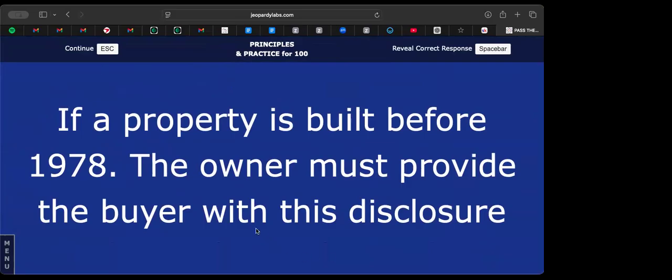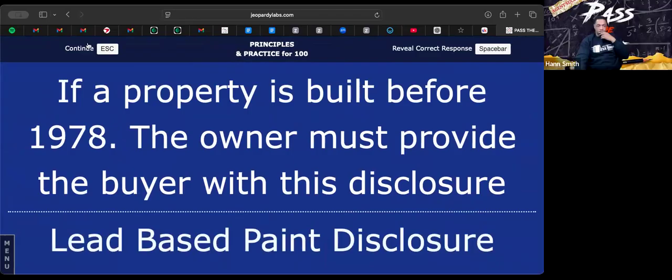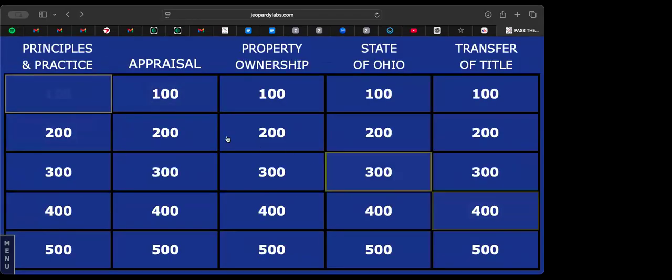A lead-based disclosure. Lead-based paint disclosure. Next. 200 principal practices.